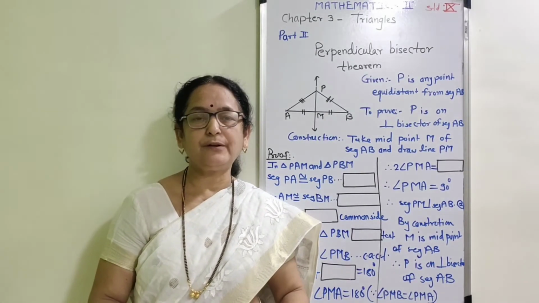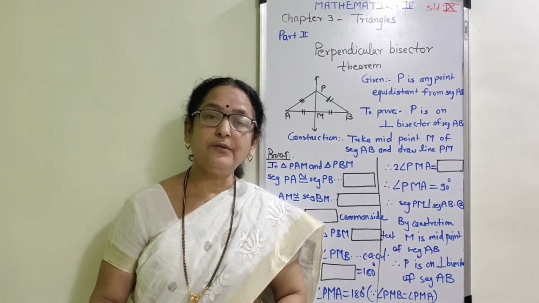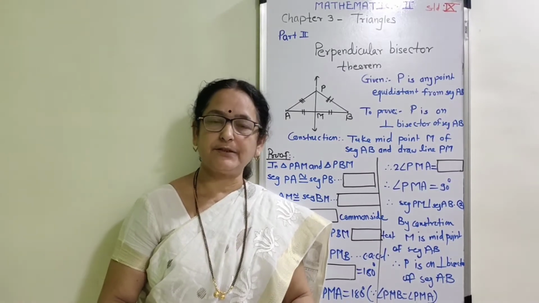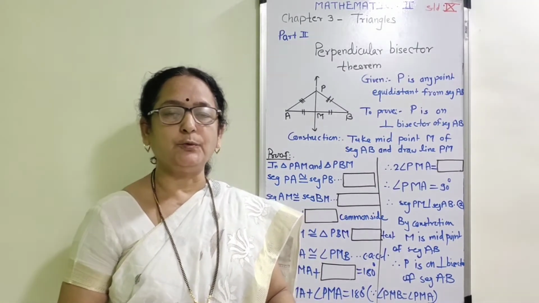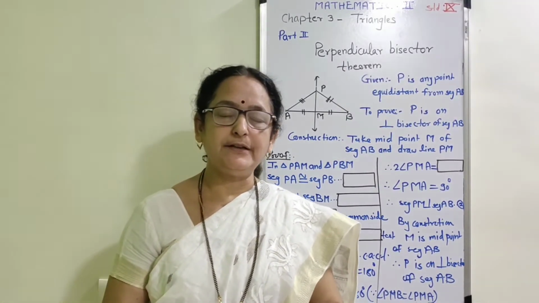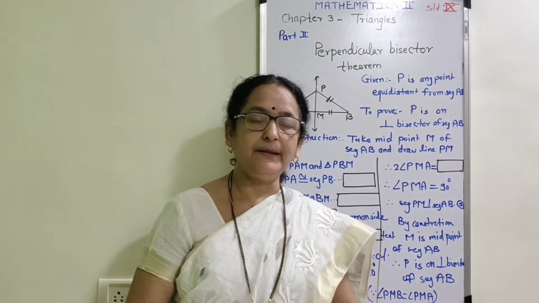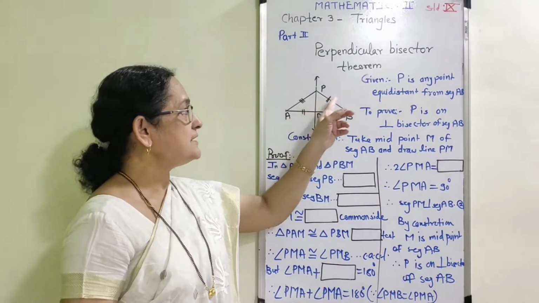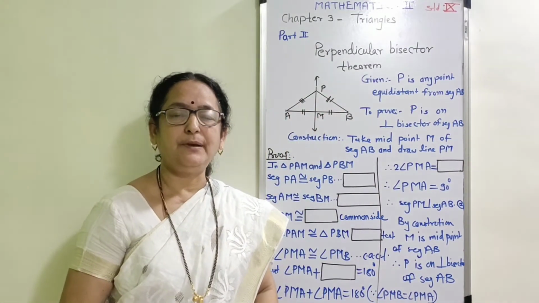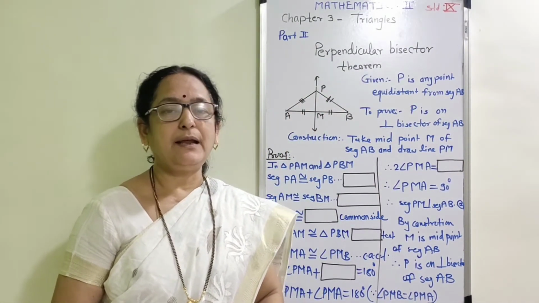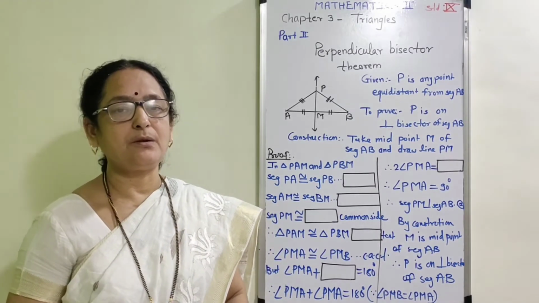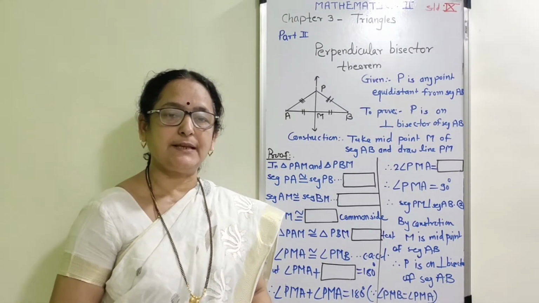Students, now we are going to learn the converse of perpendicular bisector theorem. But in our textbook, they have not mentioned that it is the converse. Actually, the statement is the converse: when a point is equidistant from the endpoints of a segment, we are going to prove that that point lies on the perpendicular bisector of that segment.